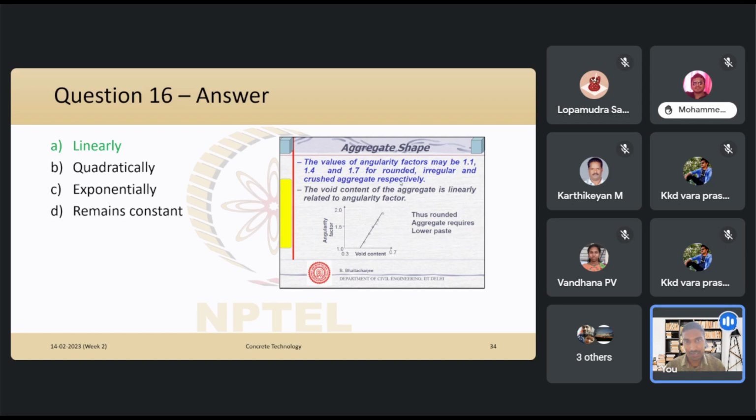So we know that it increases, but the nature of this increase of the void content with angularity factor is linear. Which means that for every unit increase in your angularity factor, there will be a constant increase in your void content. So that's what the linear relationship means. It doesn't matter whether you go from 1.5 to 2 or you go from 1 to 1.5, the amount of increase in your void content will be the same, irrespective of where you start from. So for void content and angularity factor, the relationship is linear.